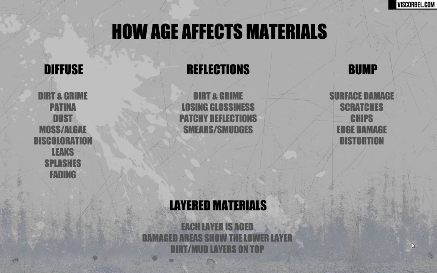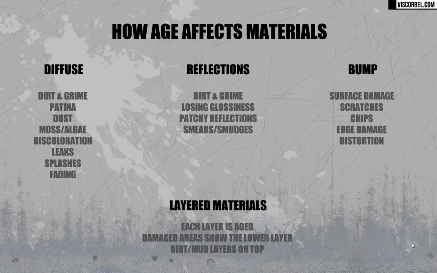Let's talk a bit about some basic theory. So I made a little list that shows how age affects materials. The three main components of the material are diffuse, reflection, and bump. Let's look at how each of those maps are affected by age, weather, wear and tear, and so on. So let's start with the diffuse.